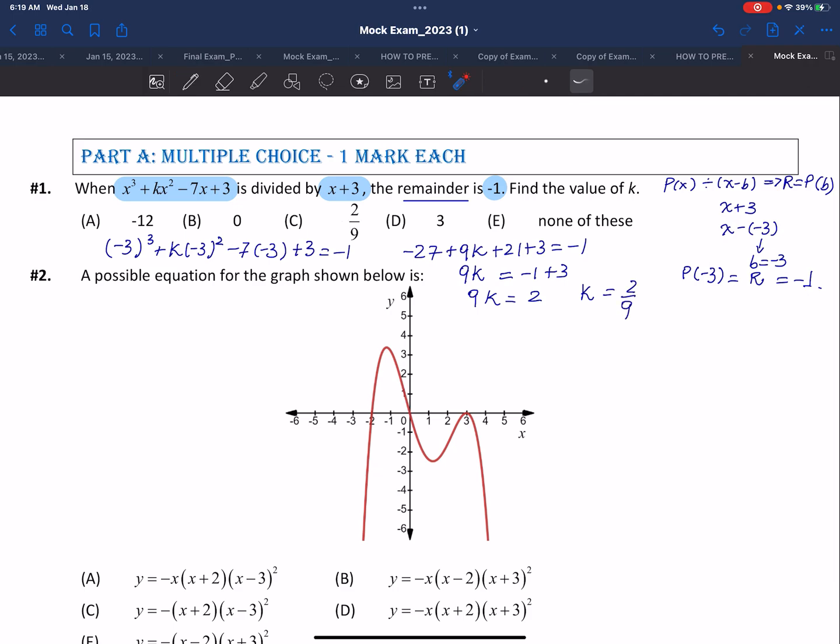Now, revisit all the options given. So we have negative 12, that's a no, 0, and it seems that 2 over 9 is one of the options here. So this is the one that you would circle.